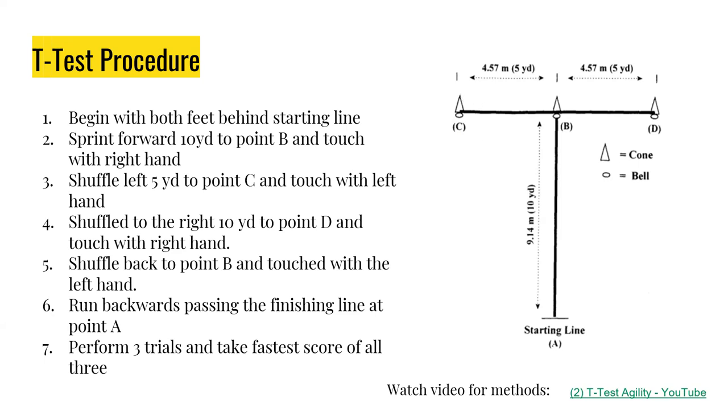From there, you're going to shuffle laterally all the way to the right to cone D and touch the cone with your right hand. And again, from here, you're going to shuffle as fast as you can laterally to cone B again, touch with your left hand, and then you're going to run backwards. You're going to backpedal as fast as you can all the way back to the finish line, to point A. You're going to perform three trials and take the fastest score of all three. And if you want to see an example of this, go ahead and click on this link to watch a video of someone performing the T-test.